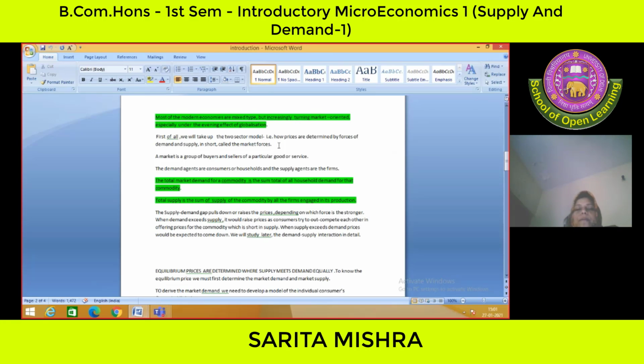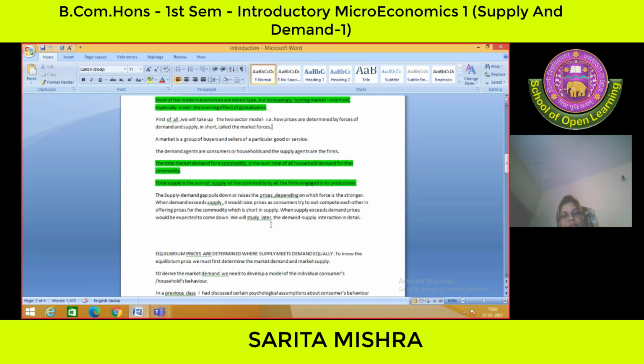A market is a group of buyers and sellers of a particular good or service. Now, when we say market, it is always a market for a particular commodity or particular service. The demand agents are consumers or households, and the supply agents are firms, which I've already said before. The total market demand for a commodity is the sum total of all household demand for that commodity, whereas the total supply is the sum of supply of the commodity by all the firms engaged in its production.